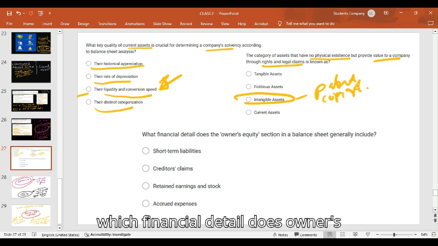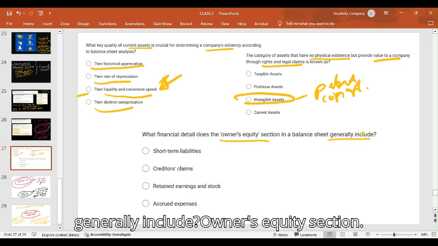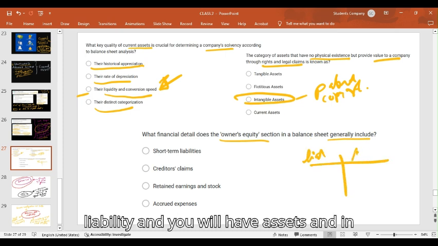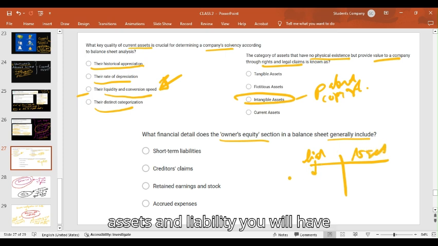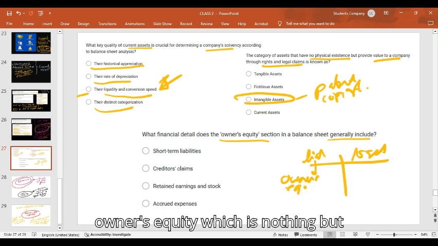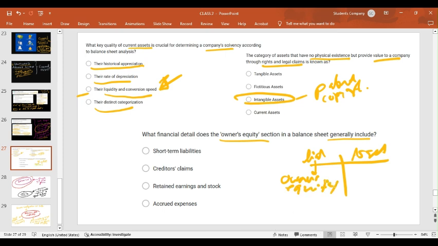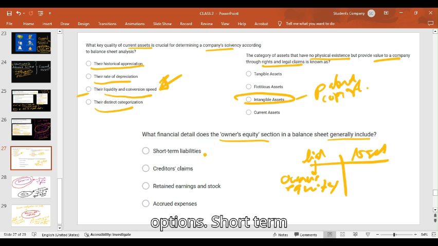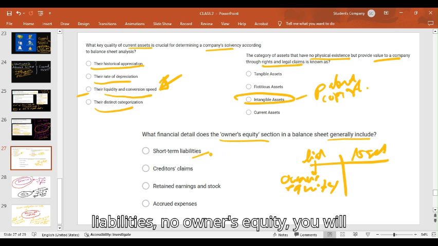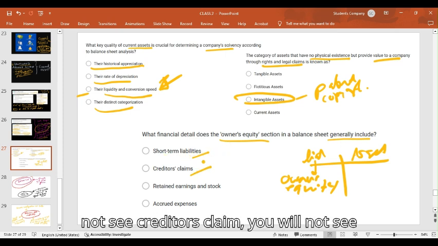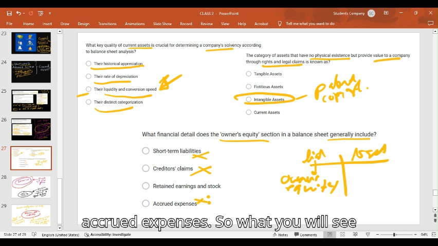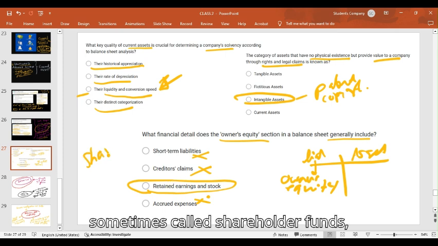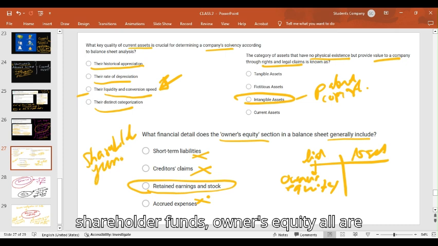Next question, which financial detail does the owner's equity section in a balance sheet generally include? Under the balance sheet, you will have liabilities and you will have assets, and within them you will have owner's equity, which is nothing but the funds invested by the shareholders or the owner of a company into the business. So look at the options. Short-term liabilities, no. Creditors' claims, you will not see. Accrued expenses, you will not see. What you will see under that section is retained earnings and stock. It is also sometimes called shareholder funds; owner's equity, all are the same thing.